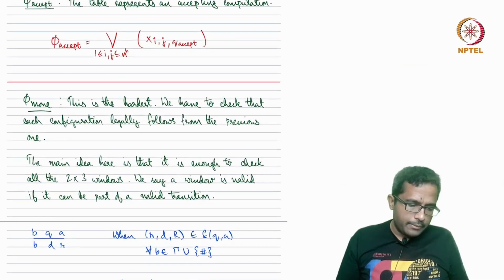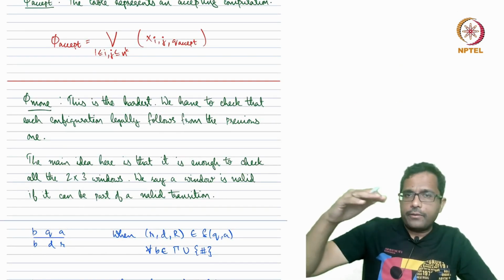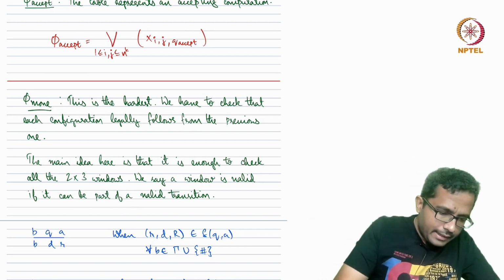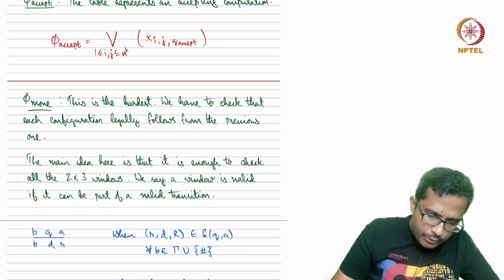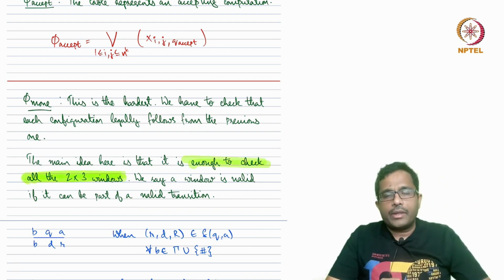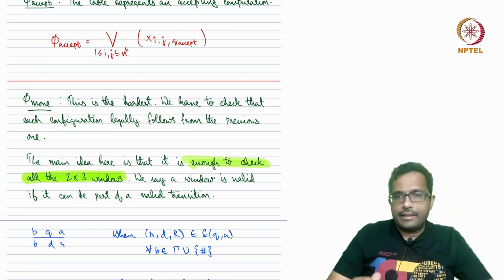Right. So phi move is the formula. We want to check each configuration, whether it's a valid successor of the previous one, and the idea is that it is enough to check all the 2x3 windows, right? So what is a valid window? A window is a valid window if it is a part of a valid transition.